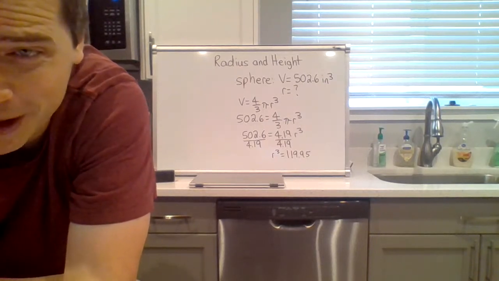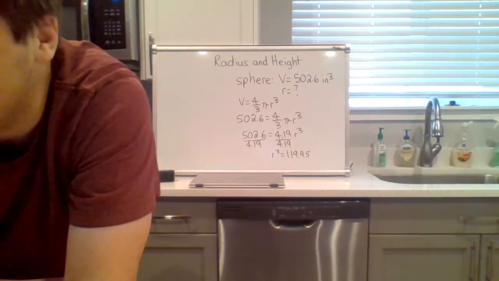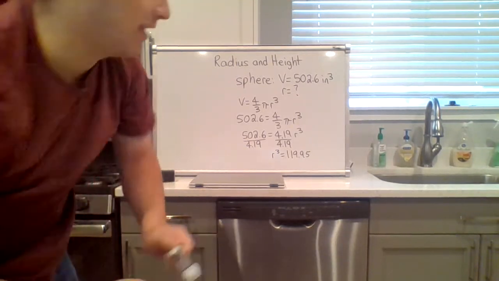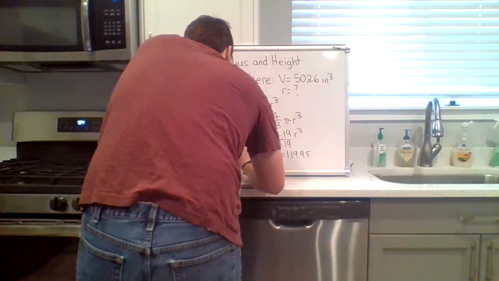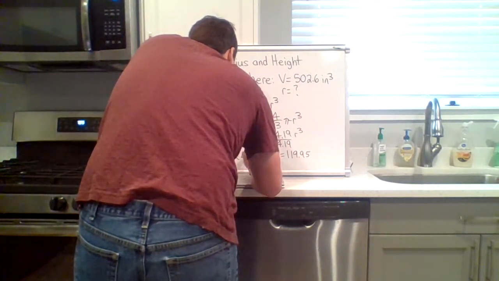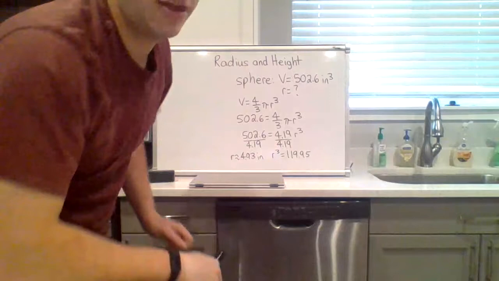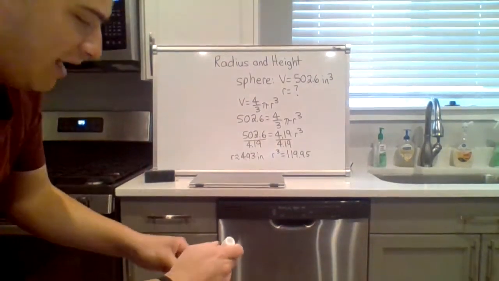I don't know how to type that in manually. Well, I know how, but it's a bit more complicated to show you. But it's simply 4.93 inches. Okay, so that is how you find the missing radius or the height.